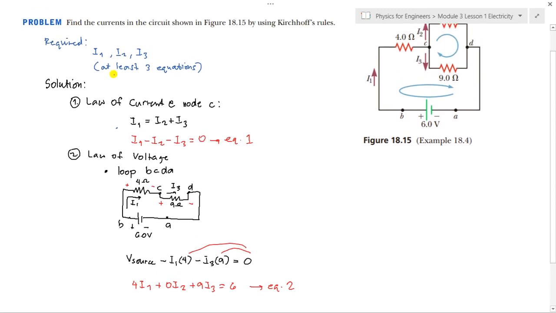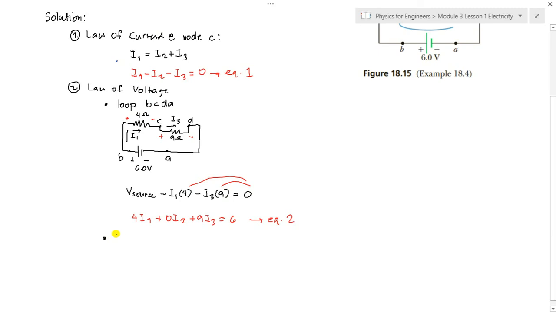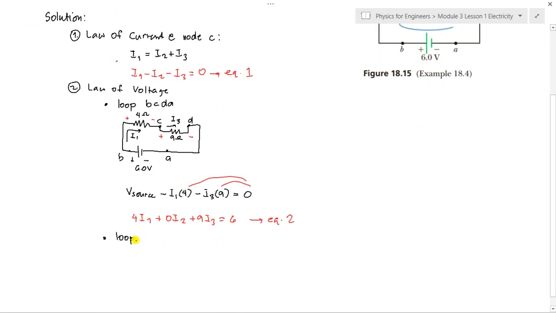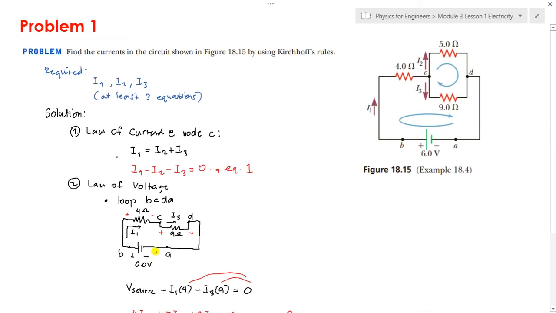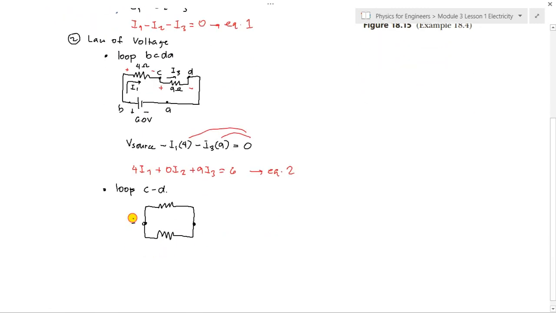So the last loop is the one indicated there. So the last loop there is loop CD. So in loop CD, here is the drawing. So this is C, this is C, this is D.